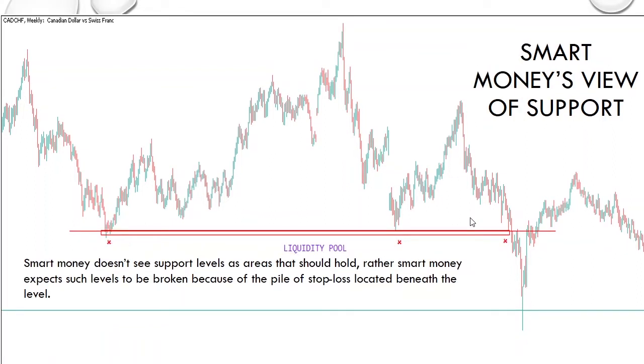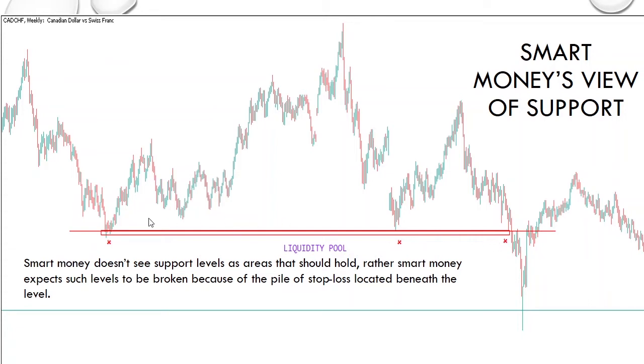From the smart money's perspective, the smart money sees the support area as an area where the retail traders would have to keep their stop loss. So it's an area where liquidity resides. If you're buying from this area, you're going to be putting your stop loss below here. If you're buying here, you're going to be putting your stop loss below here. If you're buying here, you're going to be putting your stop loss below here.